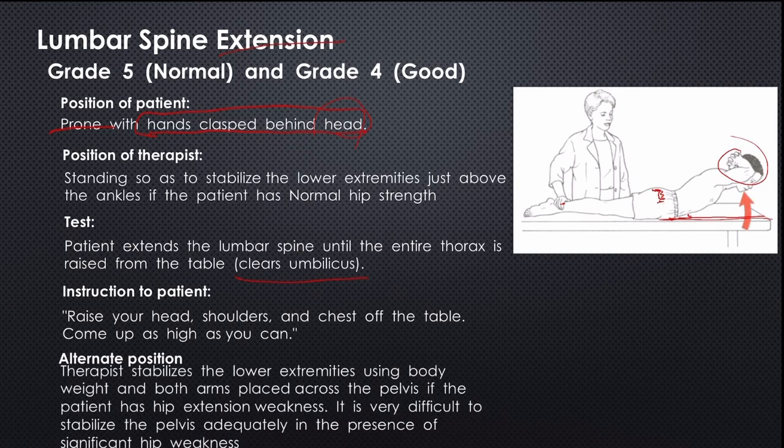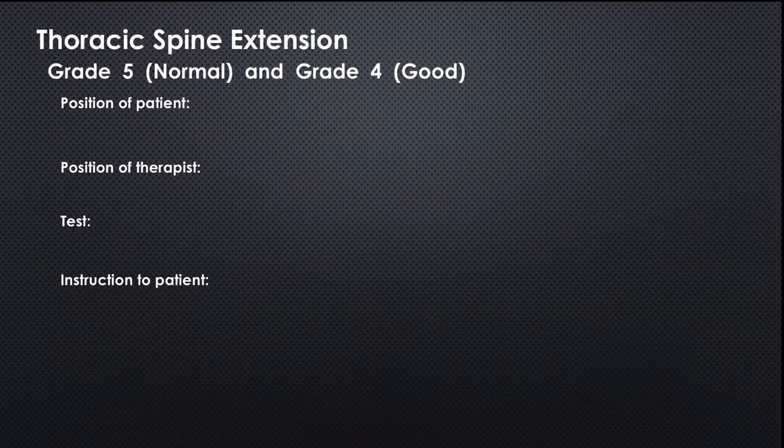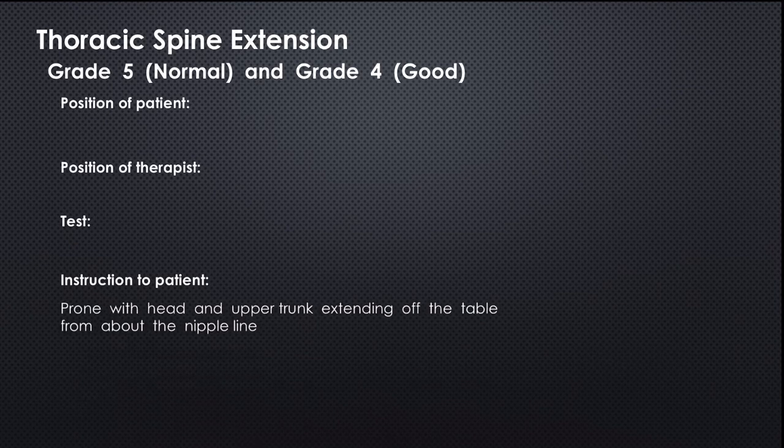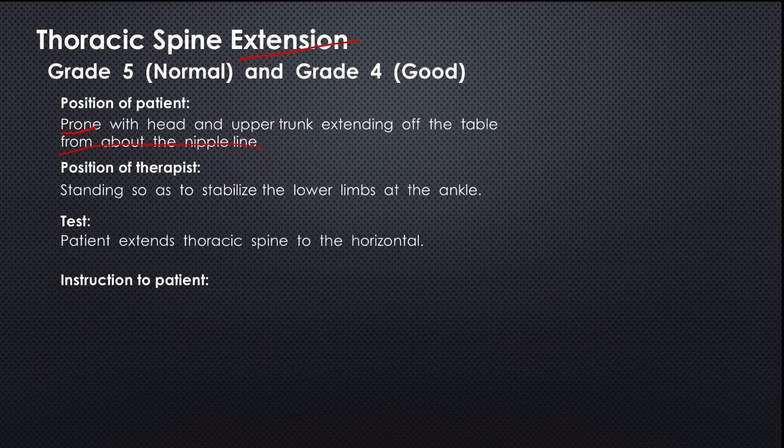Okay, this is an alternate position, like this one. So for thoracic spine extension, patient position is prone, still prone for extension, head and upper trunk extending off the table from about the nipple line. Okay, so we'll see a picture later on. Standing so as to stabilize the lower limbs at the ankles, the same as with your lumbar. The patient extends the thoracic spine to the horizontal. Raise your head, shoulders, and chest to table level. So this is it.